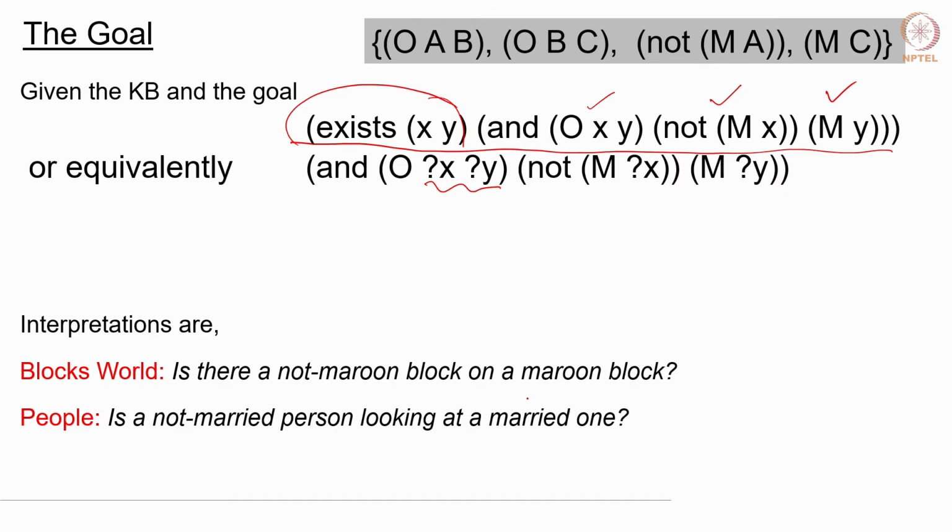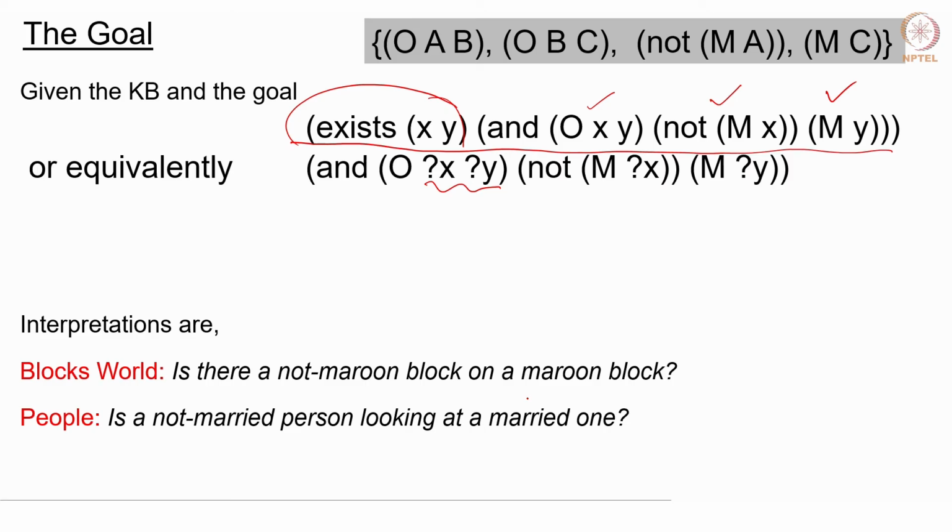That's a question that I would like you to think about. What I would like you to do is to pause the video at this point and think about this question for a few minutes, maybe 5 minutes, or as long as you feel like it, and come back with the answer. Is this statement, which is a logical statement, exists x, y such that O(x,y) and not M(x), M(y), entailed by the knowledge base?